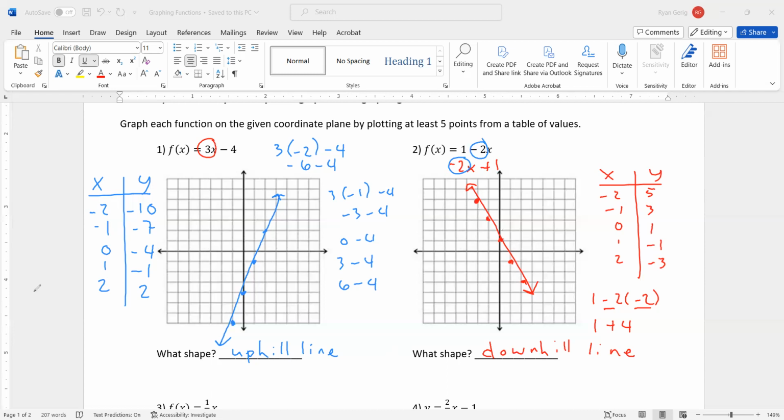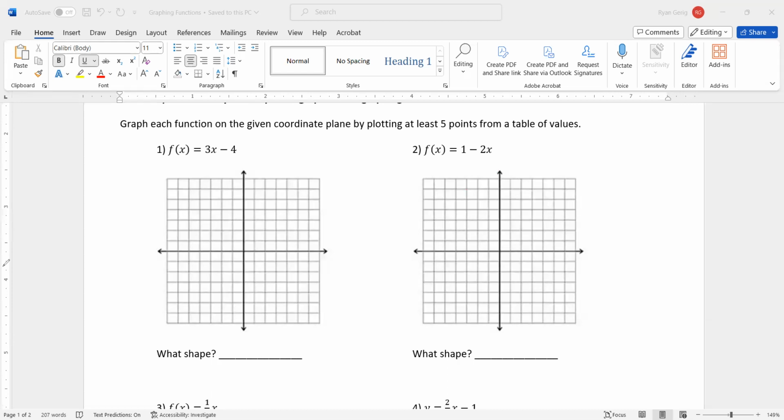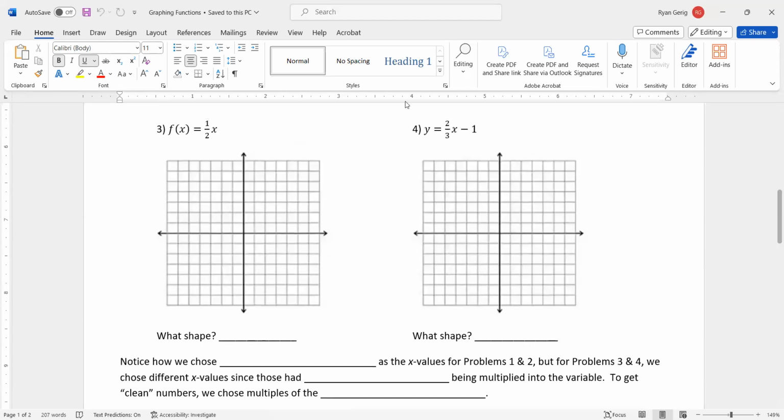We got 2 more on the front here. Let's go ahead and scroll down to get to those. What's different about these? They have fractions. How does that affect things? Well, let's look.